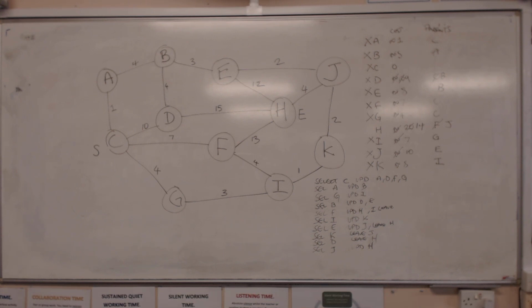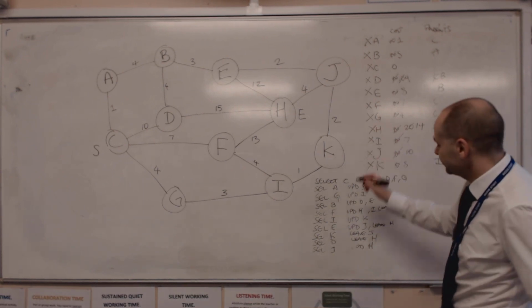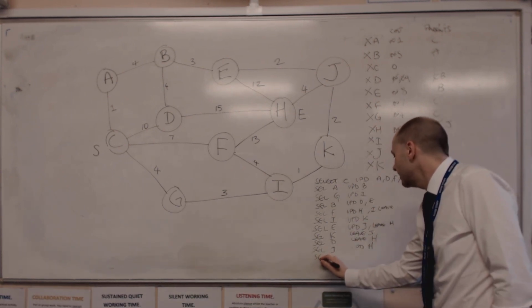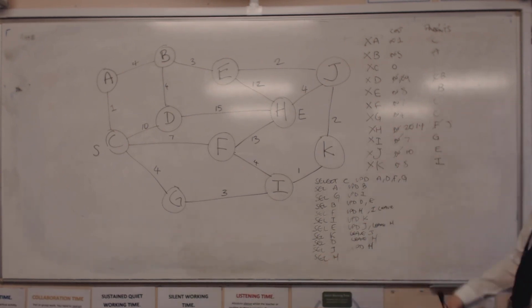We still haven't visited the end node, have we? We're about to, because there's only one thing left. Not much of a search if there's only one item. So we're going to pick H. Close it off. Try and do that process.